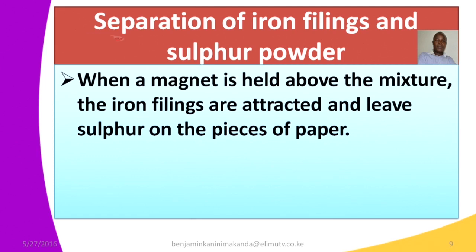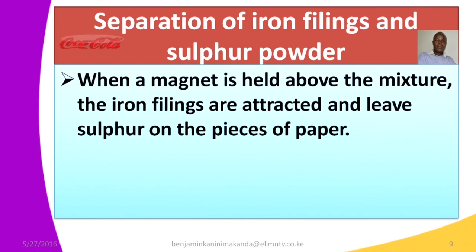And then you can confirm that what is left behind is sulfur by looking at the color of the remnants on the piece of paper. The color is going to be yellow, confirming that the sulfur has not been attracted but instead left on the piece of paper.